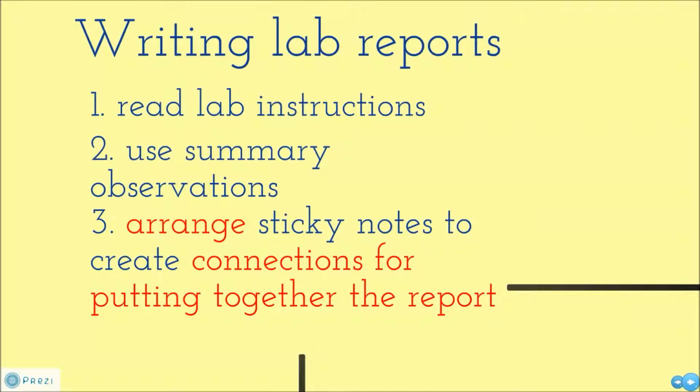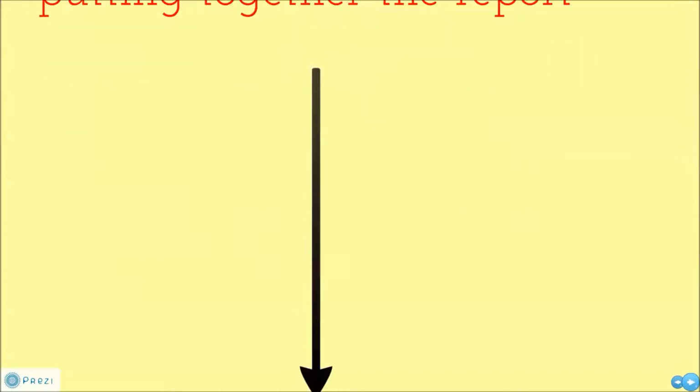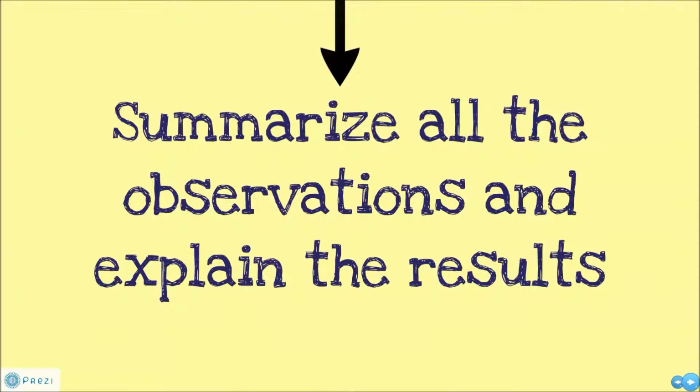To write a lab report, there are a few key things to remember. First, refer to your lab instructions to see what needs to be included in your lab report. While doing lab, you can add a sticky note for each important observation you find and arrange them to create connections for putting together the report. This method is useful for summarizing observations and results.